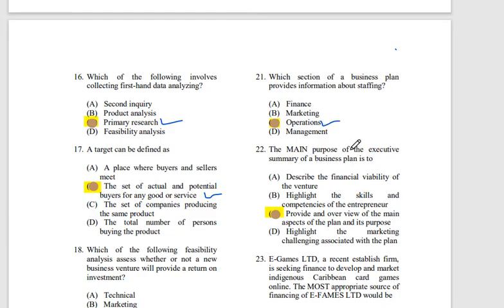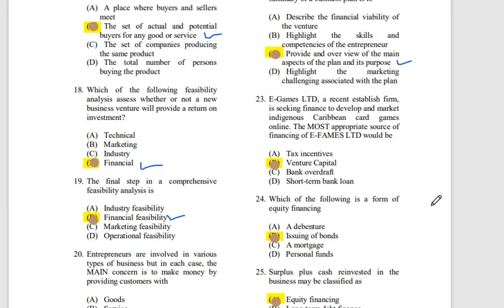22 says the main purpose of the executive summary of a business plan is to, that's C. 23 says eGames Limited, a recently established firm, is seeking finance to develop a catalog of indigenous Caribbean card games online. The most appropriate source of financing for eGames Limited would be venture capital. B. Which of the following is a form of equity financing? That's issuing of bonds.